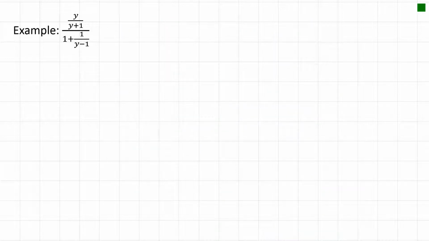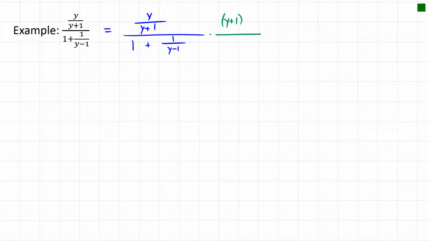One last example. This is an interesting one. So I have y over y plus 1 over 1 plus 1 over y minus 1. What do I have to multiply by? Looks like it's going to have to be y plus 1, because that will eliminate this denominator here. And I also have to eliminate this denominator on the bottom, so I have to multiply by y minus 1 as well. So I'm just piecing together what I have to multiply each side of the fraction by.